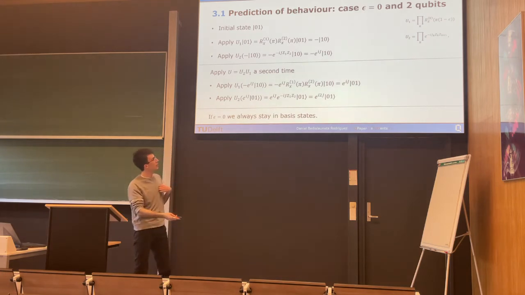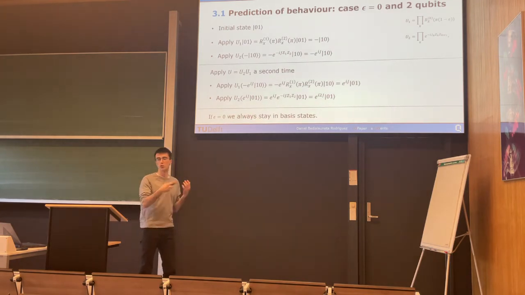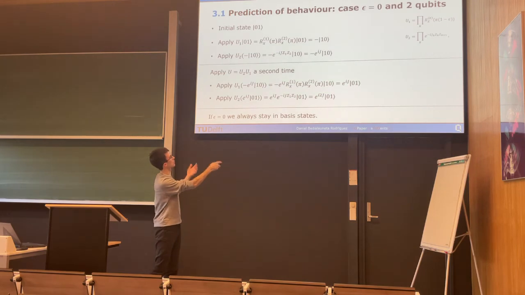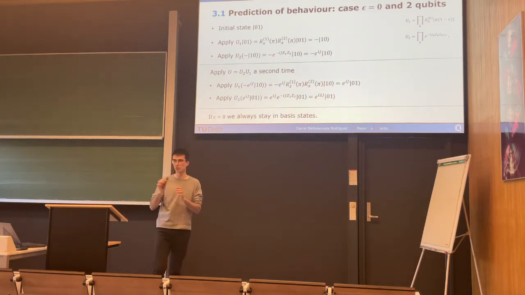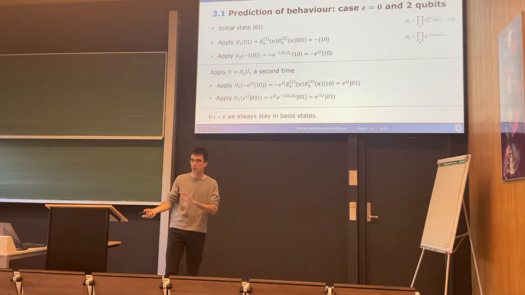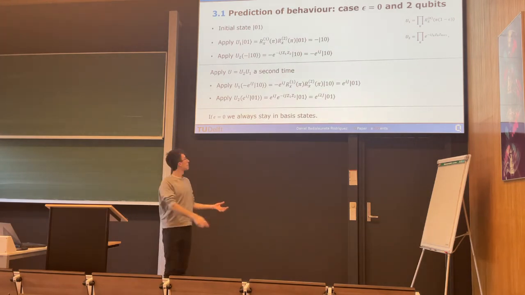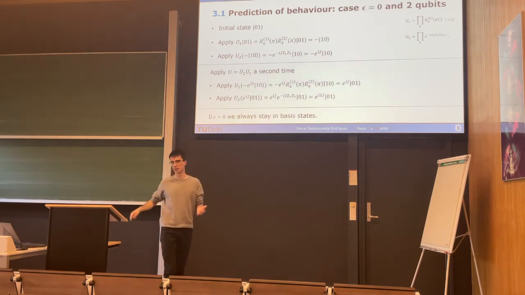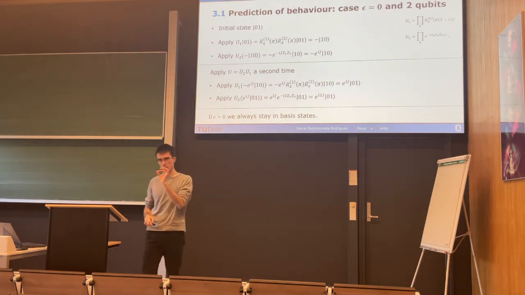And now let's apply this unitary a second time. So you apply again the perfect bit flip, so from 1, 0 you go to 0, 1, and you apply the second unitary, and you get an additional prefactor. Okay, so this simply means we have gone from 0, 1 to 1, 0, and from 1, 0 to 0, 1. So we are moving all the time between basis states. But this is only for epsilon equals to 0.